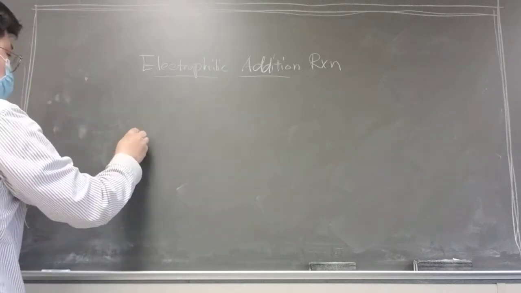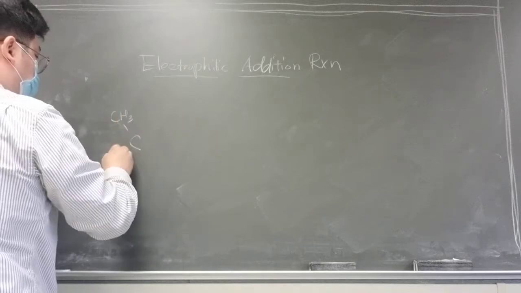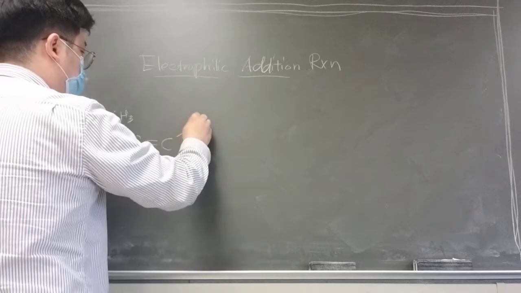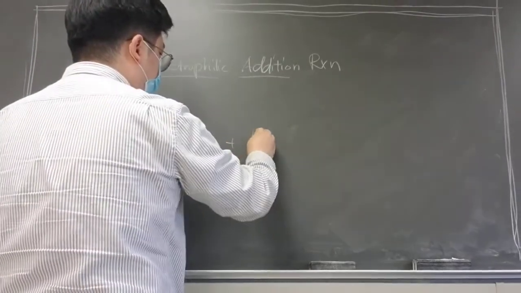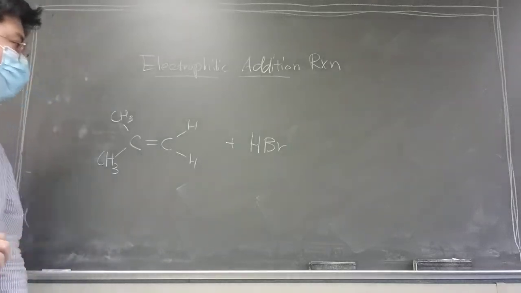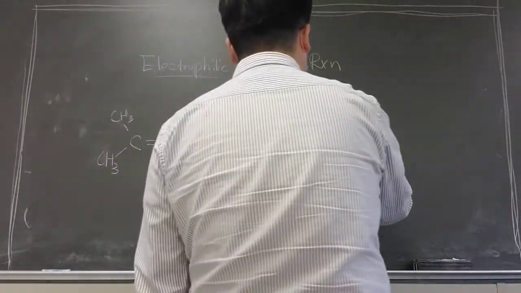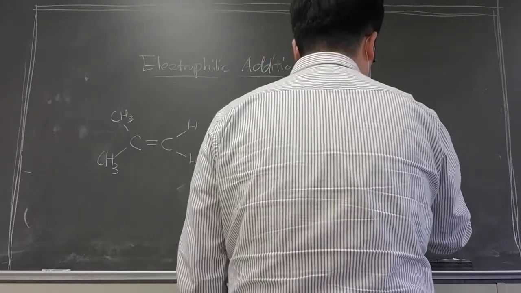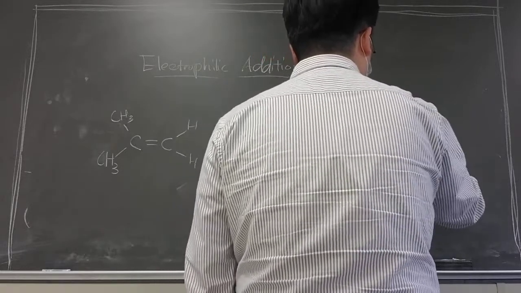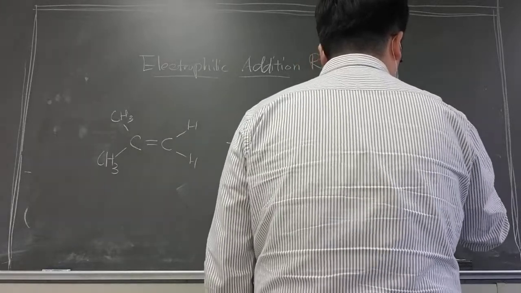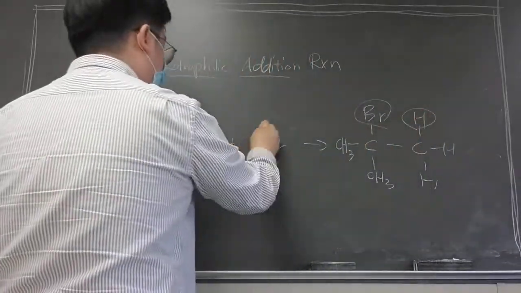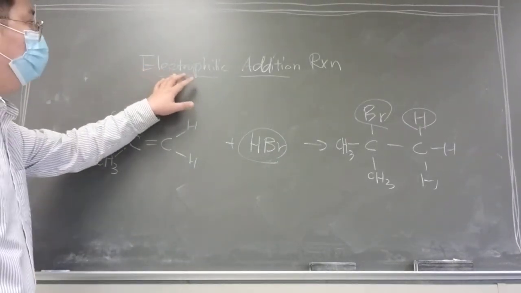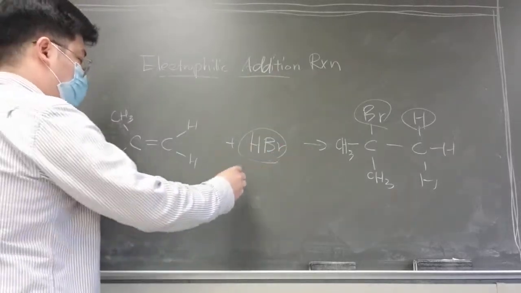So one example I can give you is here, 2-methyl-2-butene here, plus hydrobromic acid over here. You're going to have some products here, like this. Okay. So you have those groups added on this alkene group. That's why we call this an electrophilic addition reaction. We're just adding. So this is like an electrophile.